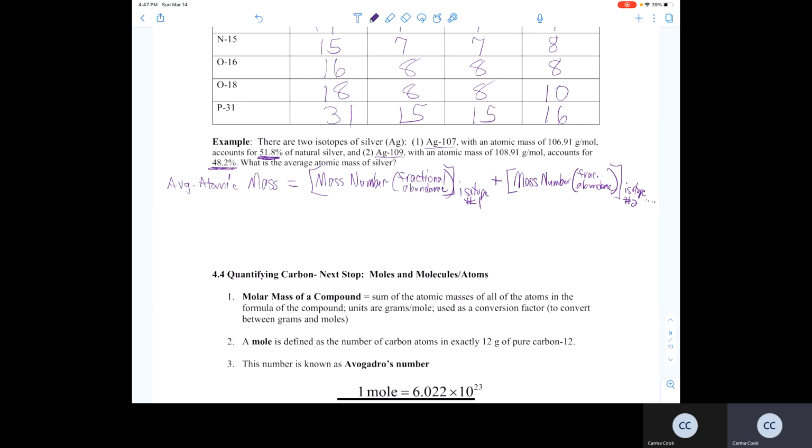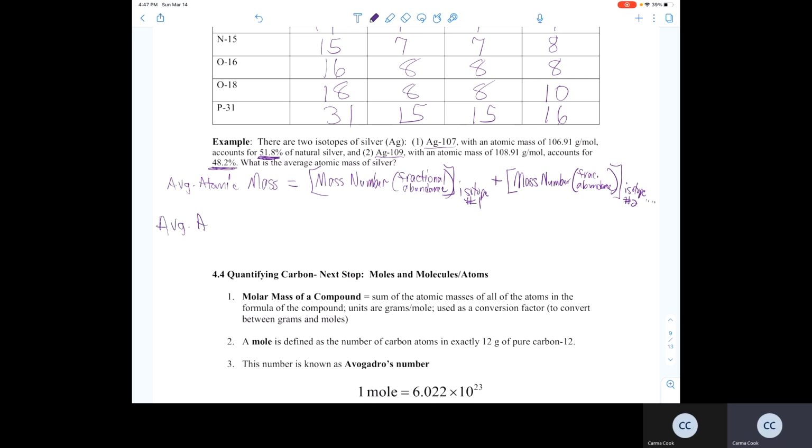And then you add to that the same for isotope number 2. It's mass number times its fractional abundance plus isotope number 3. If there's not a third isotope, it's mass number times the fractional abundance for that isotope, so on and so forth. So for silver, we only have 2 isotopes.